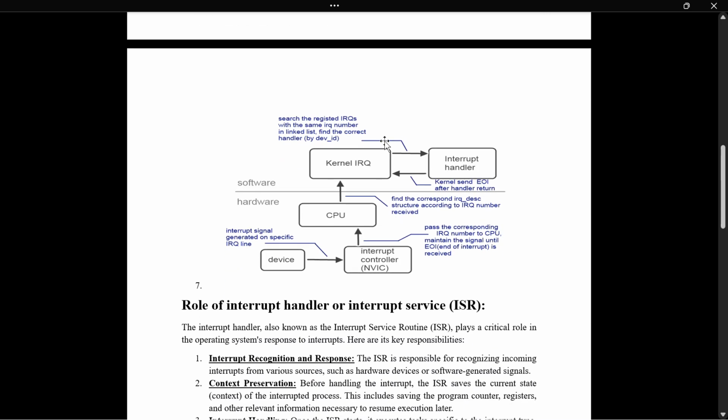As we can see, this is the software interrupt, and this is the hardware interrupt. The kernel IRQ interrupt handler. So this is the interrupt handler for this. This is a device interrupt controller. In the hardware, if the device raises any interrupt, it goes to the interrupt controller and then to the CPU. In the case of software, it might be any program or apps which give interrupts. It goes to the interrupt handler and gives back to the original ongoing process.